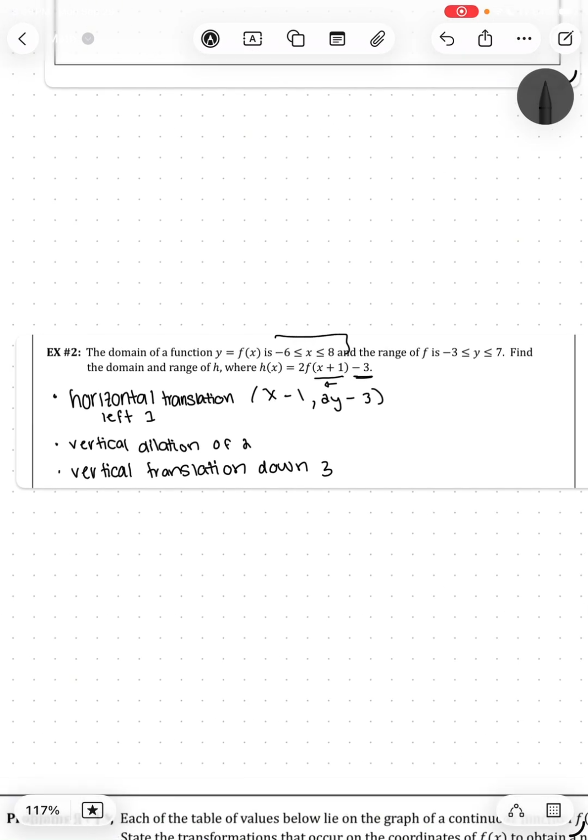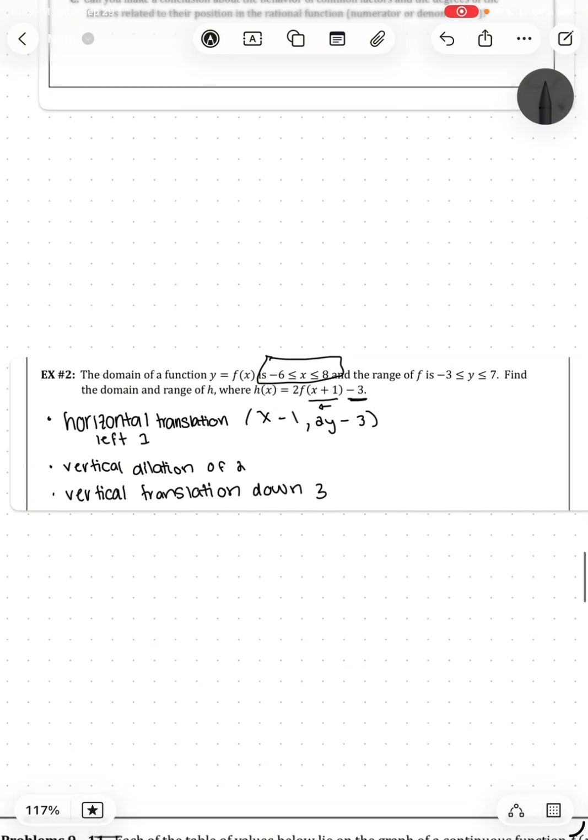Let's start with the domain. The domain of our function h of x would become -6 minus 1, which is -7, less than or equal to x less than or equal to, and then 8 minus 1 is 7. So that is our new domain. Notice we only used x minus 1 because domain is based off our x's.